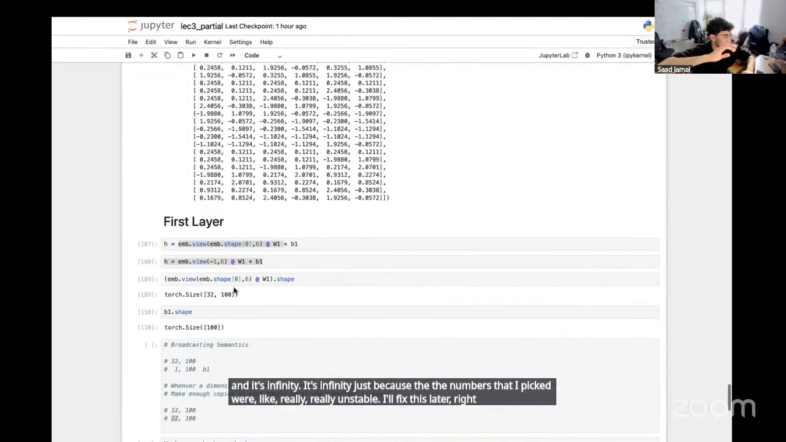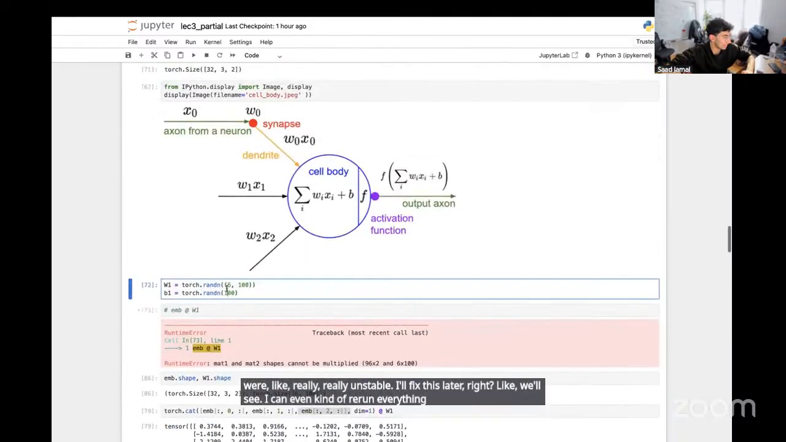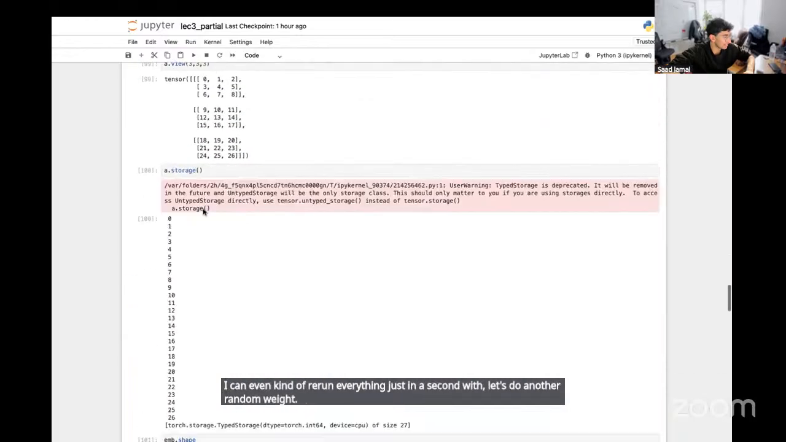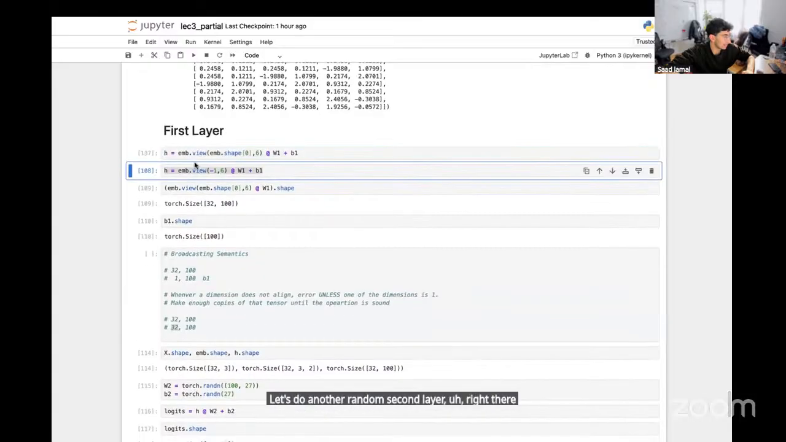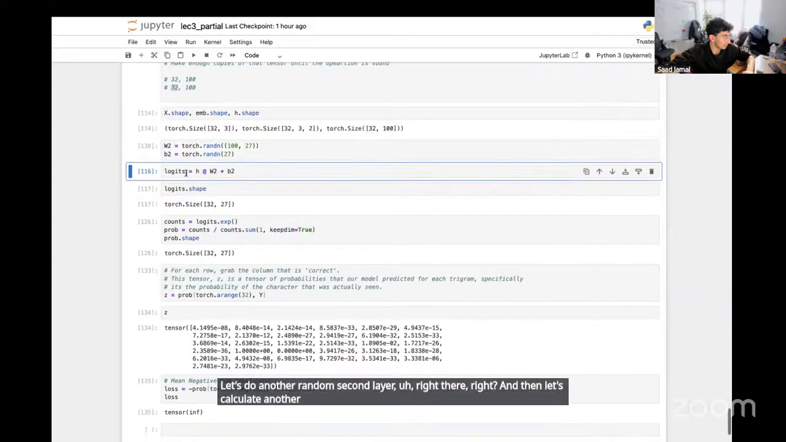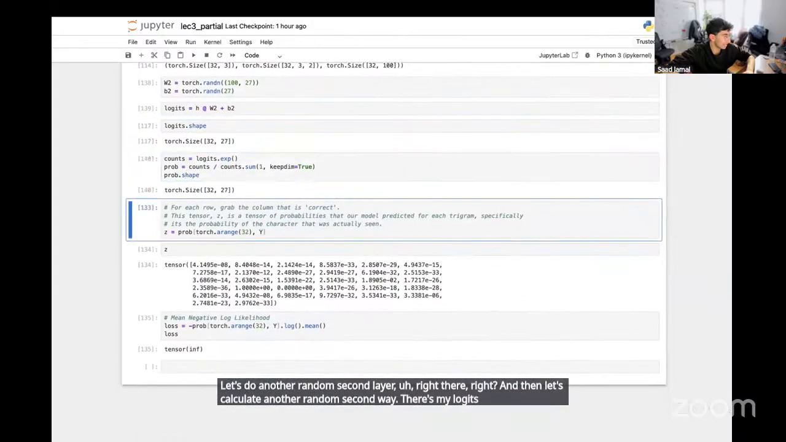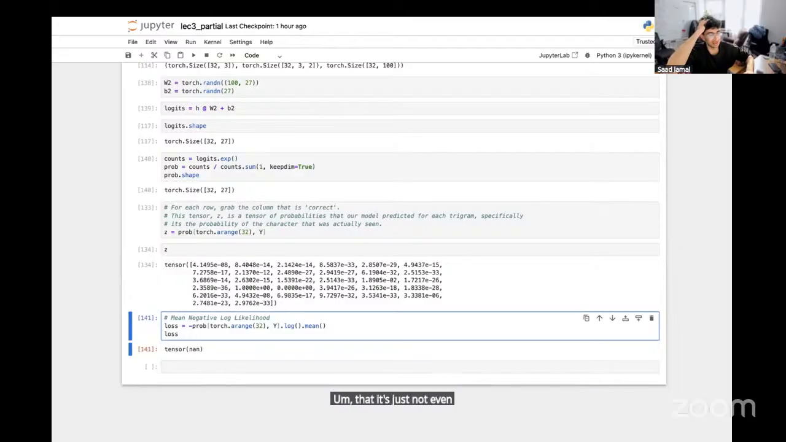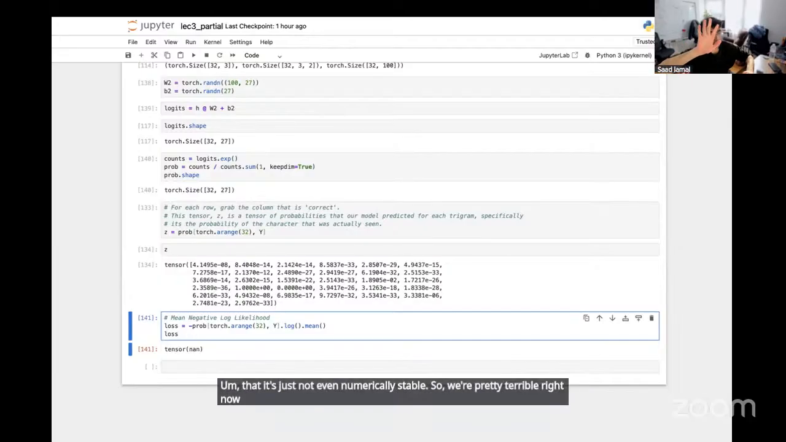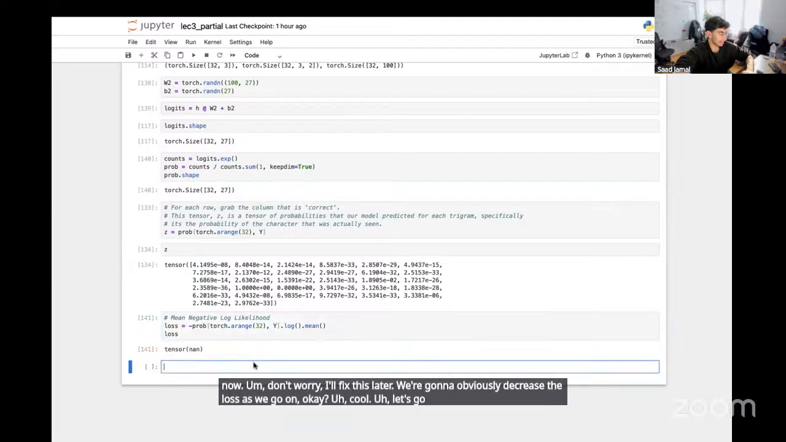We'll see. I can even rerun everything in a second with another random weight. Let's do another random second layer right there, and then calculate another random second weight. There's my logits. And now if I do it again, okay, it's nan. So we're just getting a loss that's so high that it's not even numerically stable. So we're pretty terrible right now. Don't worry, I'll fix this later. We're going to obviously decrease the loss as we go on. Okay, cool. Let's go ahead and clean up this code so it's not spaghetti code. Cleaned up code.